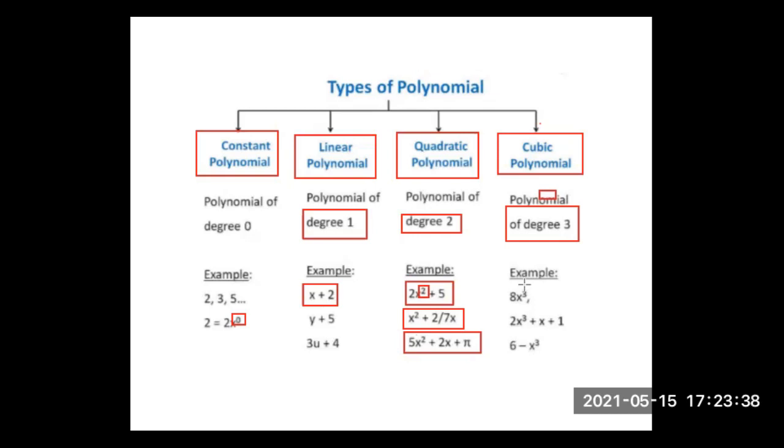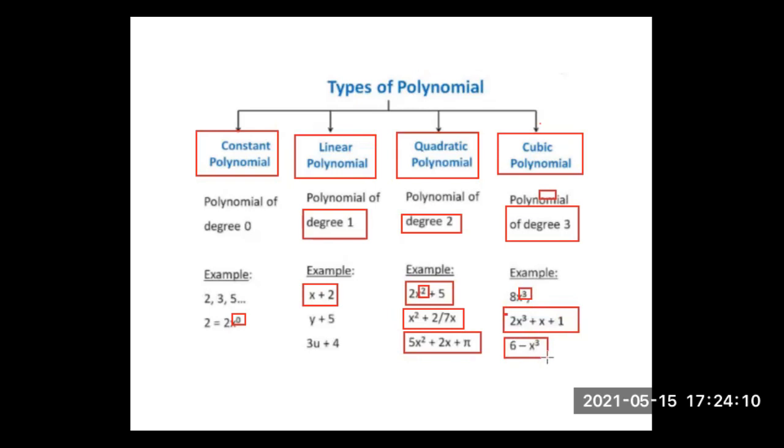If you move to the next, that is our last, the cubic polynomial. In the cubic polynomial you can see here we have one term, that is 8x cube. So in 8x cube we have degree 3. If our degree is 3, then that term we can call a cubic polynomial. In the second example also you can see that degree is 3. Third example also you can see our degree is 3. So again let me repeat.